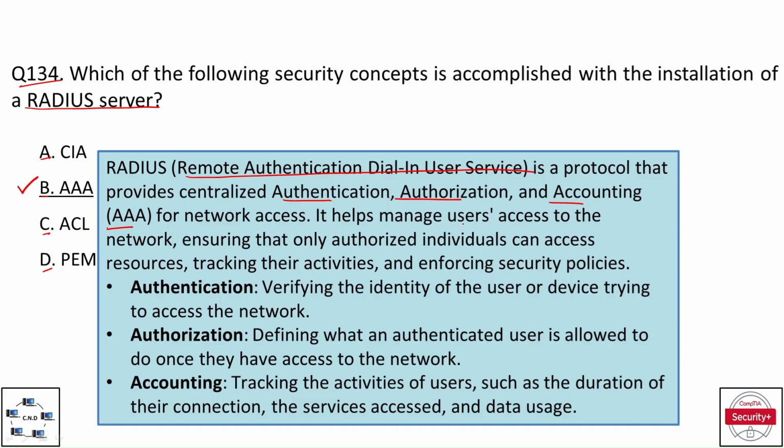It helps manage users' access to the network, ensuring that only authorized individuals can access resources, tracking their activities, and enforcing security policies. Authentication is verifying the identity of the user or device trying to access the network. Authorization is defining what an authenticated user is allowed to do once they have access to the network. And accounting is tracking the activities of users, such as the duration of their connection, the services accessed, and data usage.